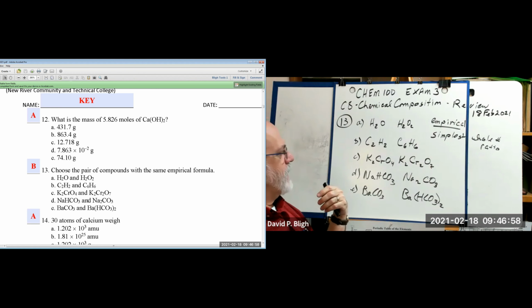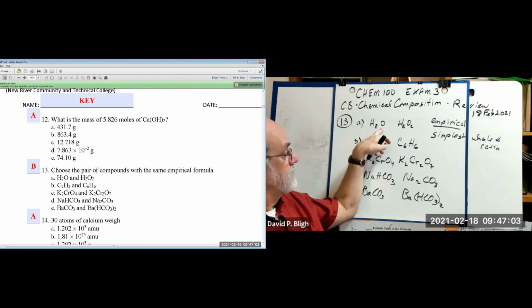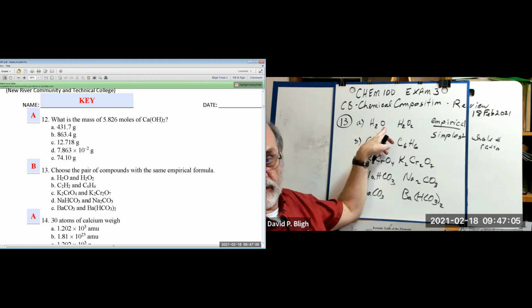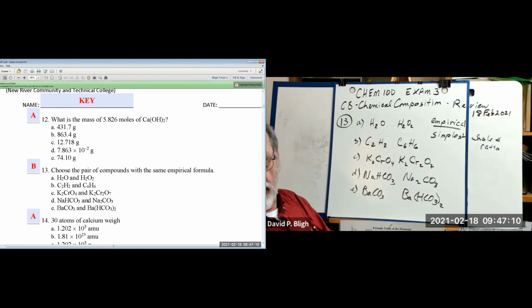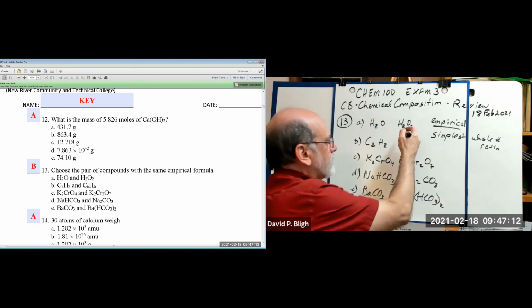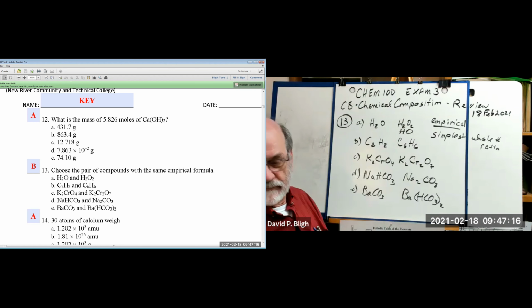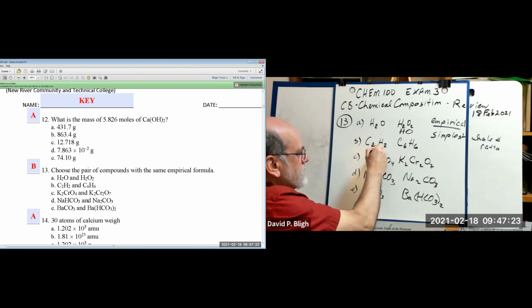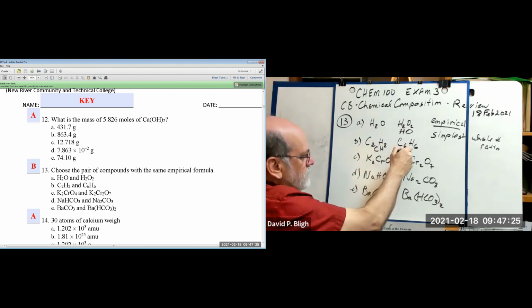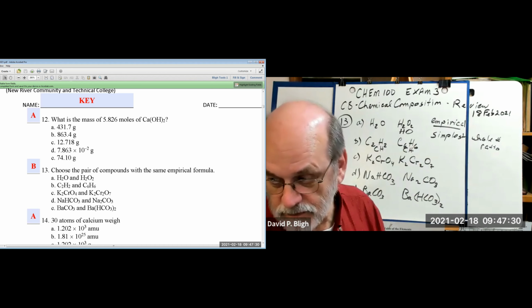So which one's satisfied? That one can't be simplified anymore, right? Because oxygen's 1 and you can't make it any smaller. How about this one? What would the empirical formula of H2O2 be? HO. Right? How about this one? What's the empirical formula of this one? CH. How about this one? CH. That's the answer.